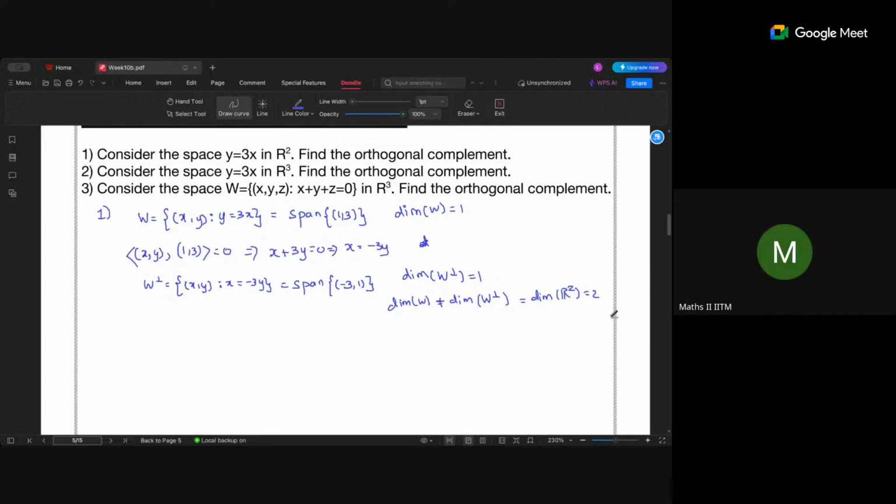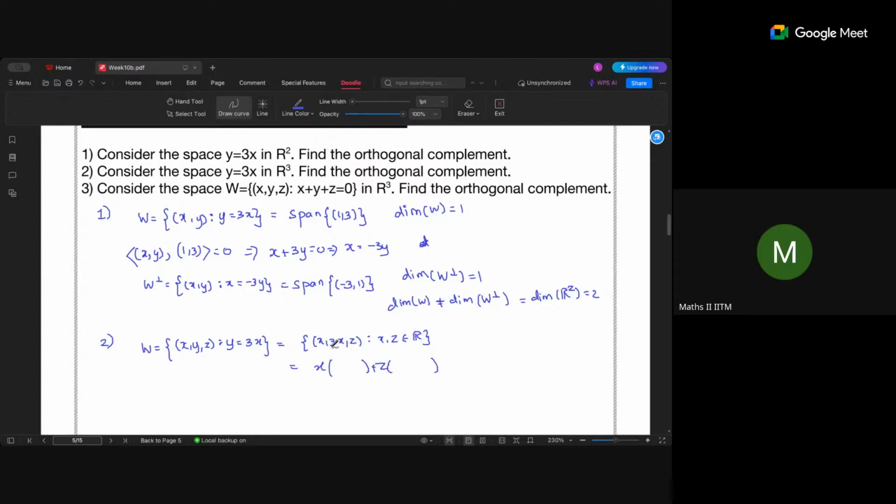Okay, fine. Let's look at the second case. I'm taking y equal to 3x, but now I am in R3. So you have to be very careful. So W is the set of all (x, y, z) where y is equal to 3x. So this is the set of all (x, 3x, z). So we know how to find a basis in this case. Can you remember? You take x, z as coefficients and then try to write the vectors.